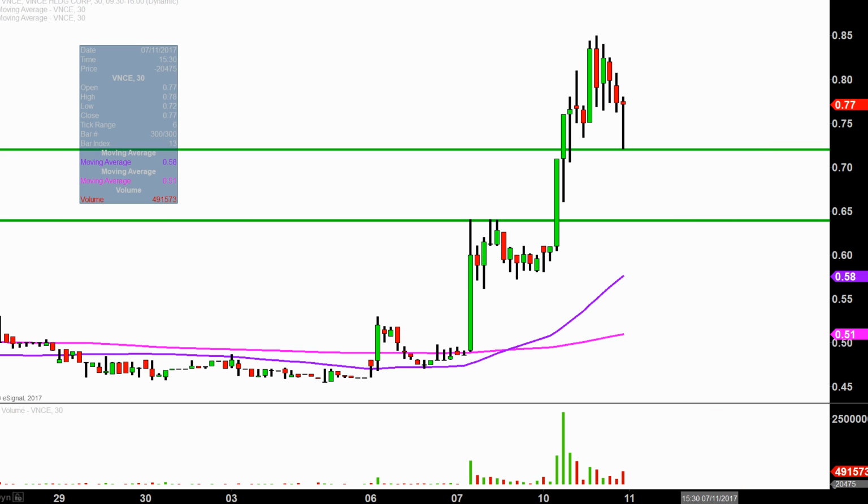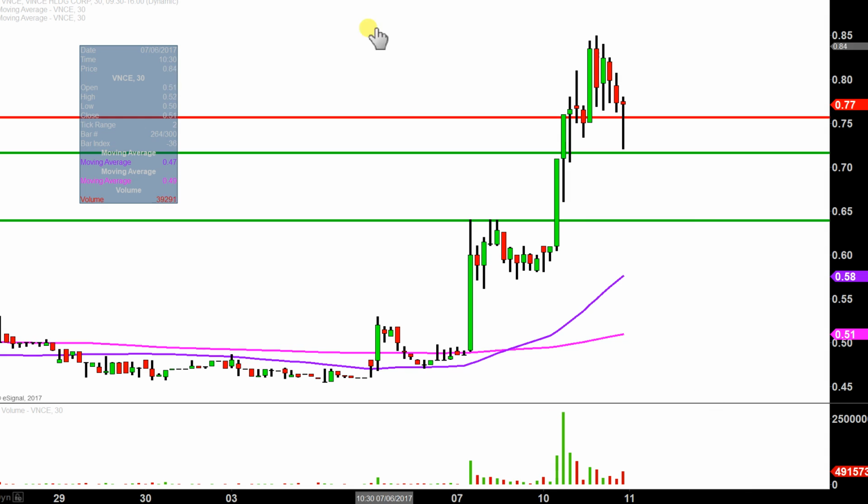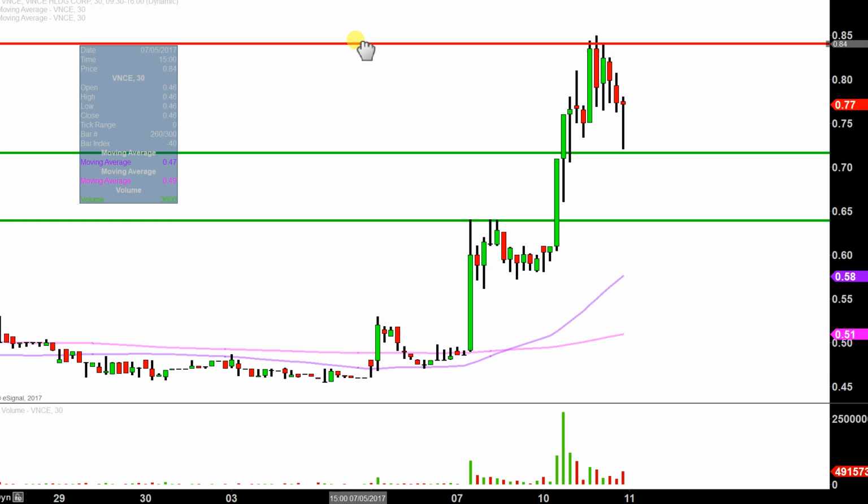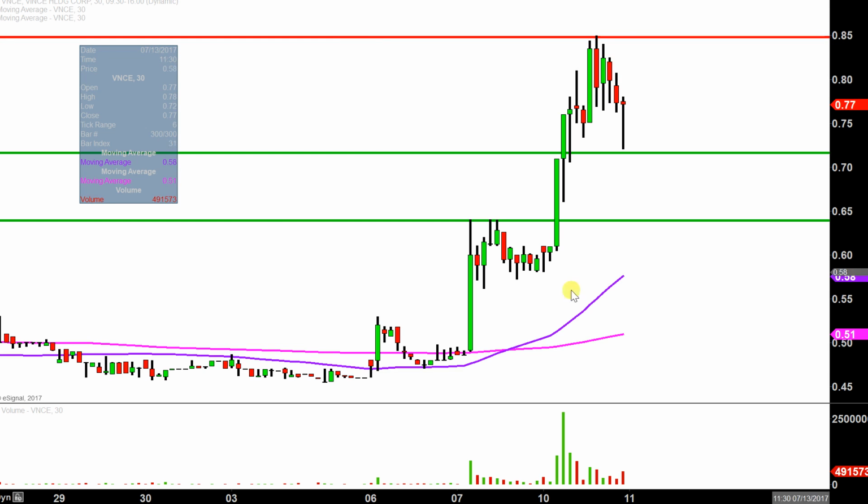Now, what about areas of resistance? Pretty straightforward, as the sellers right now have made themselves pretty known up there right around the 85 cent mark. You can see quite clearly that there's a big batch of price congestion right up there at that area at 85 cents. So 85 cents, public enemy number one going into tomorrow.